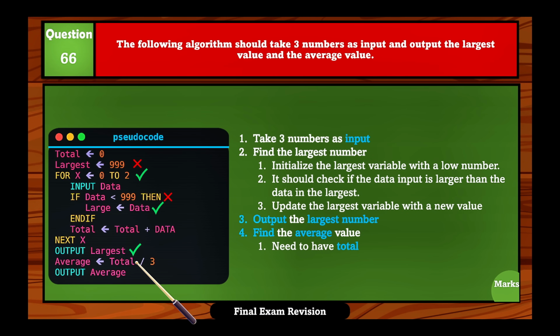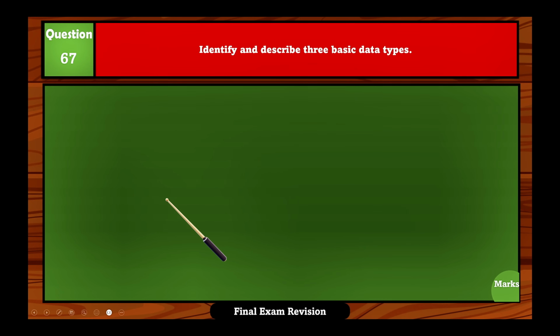Okay, we need to have a total, and yes, we have a total here. And then we have to divide the total by the count. Here we are dividing the total by the count, which is 3. So it's also fulfilled. Next one, output the average. Here you can see we are outputting the average, so this requirement is also fulfilled. So now we can say there are two problems here, in line number 2 and this line. Okay, let's go to the next question.